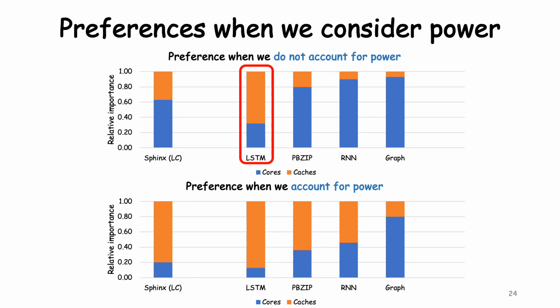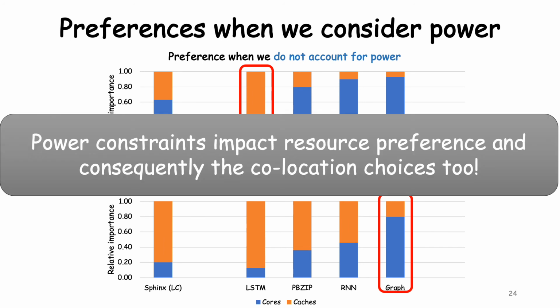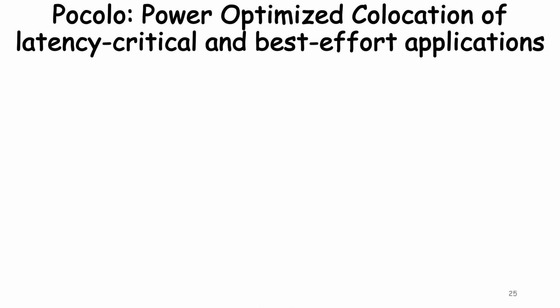preferences change drastically. When we explicitly account for power needs, Sprints prefers more cacheways than compute cores as it derives higher performance per watt from cacheways. In this case, it's better to place graph alongside Sprints as it can derive higher performance per watt from compute cores than cacheways. So, power constraint impacts resource preference and consequently the collocation.